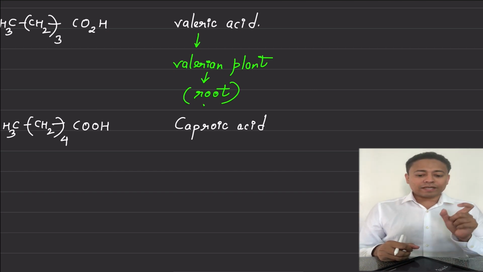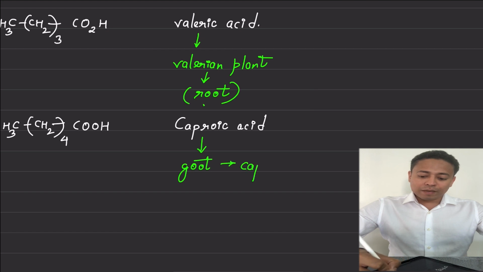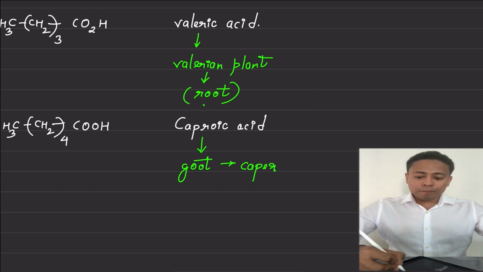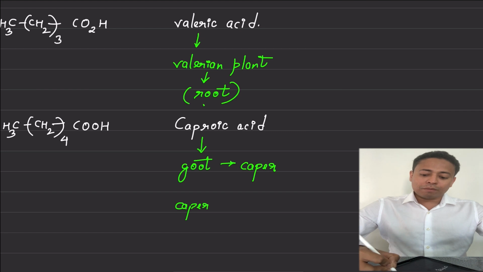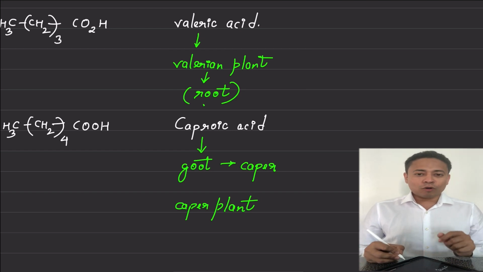Similarly, this carboxylic acid has also got the term caper. That term comes from goat. Goat is also known as caper, and there is also a plant called the caper plant. So what does it have to do with caproic acid? Has this acid been discovered or found from goat? No. Then from the caper plant? No. I'll tell you how it is related.